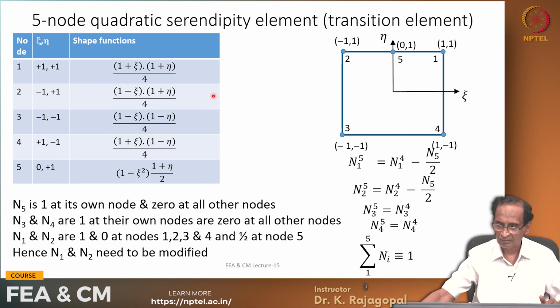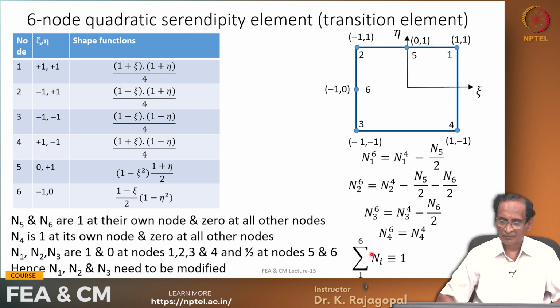Okay. So, just by correcting these two shape functions, we can get the shape functions for the 5 node serendipity element, and then if you sum up all the shape functions, you get 1, that is the corrected shape functions N1 and N2 for the 5 node element plus N5 plus N3 and N4, you will get 1. That I have not done here, but you can do it yourself. Okay. And now let us introduce the 6th node.